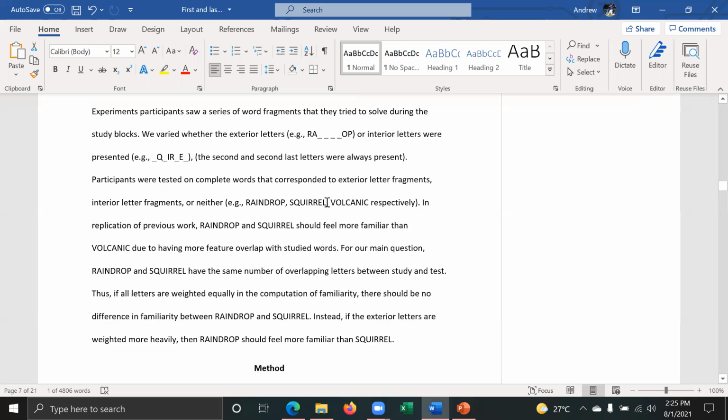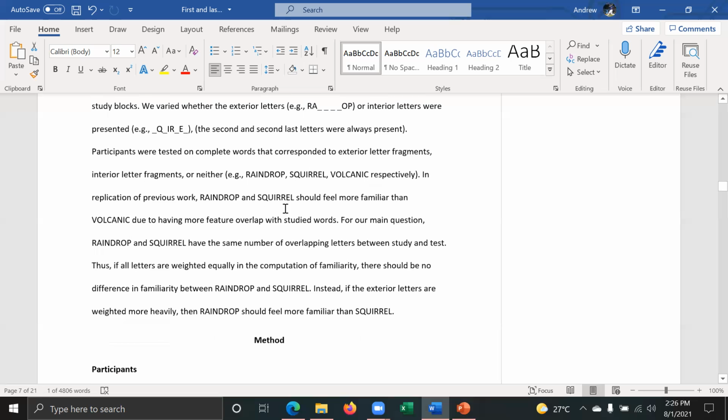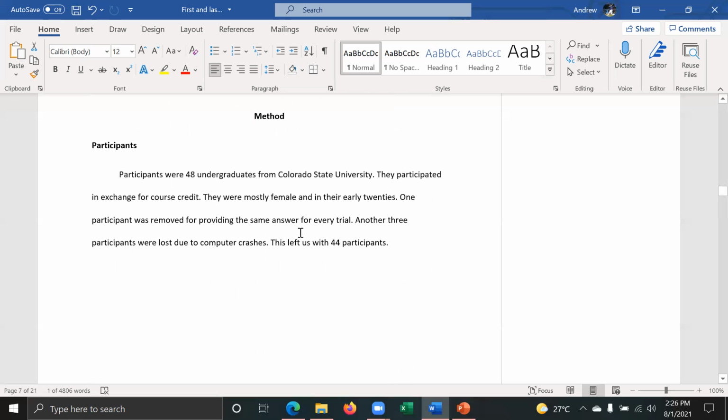Later on, you get those same words as well as ones you never studied. So volcanic, you didn't study a fragment of that. For raindrop, you studied the exterior letters. For squirrel, you studied the interior letters. And you're going to rate the familiarity of these words. Okay. So let's see what that looks like. That's kind of an overview of the methods. Now let's go into the full methods.